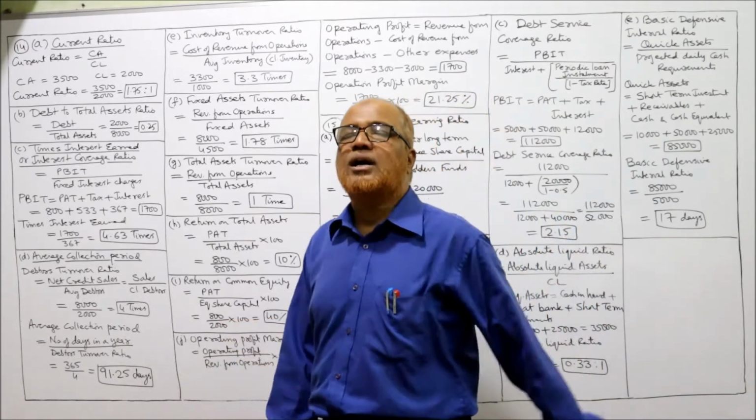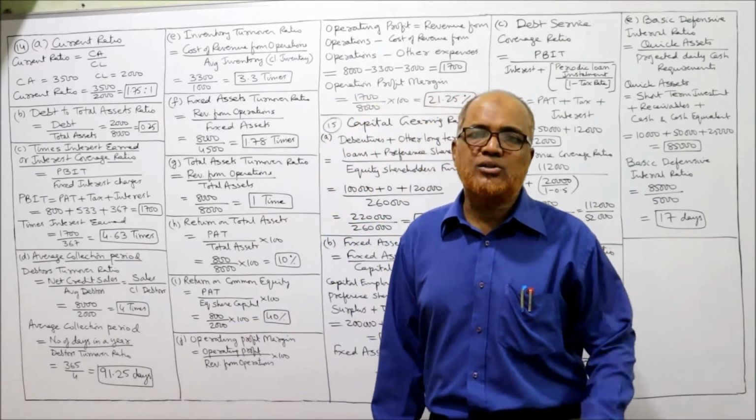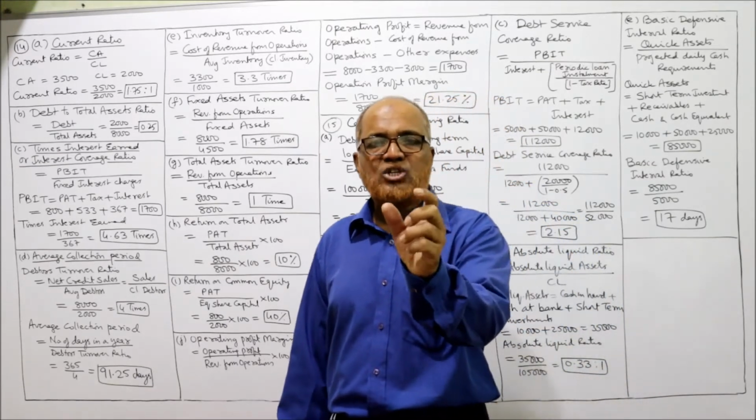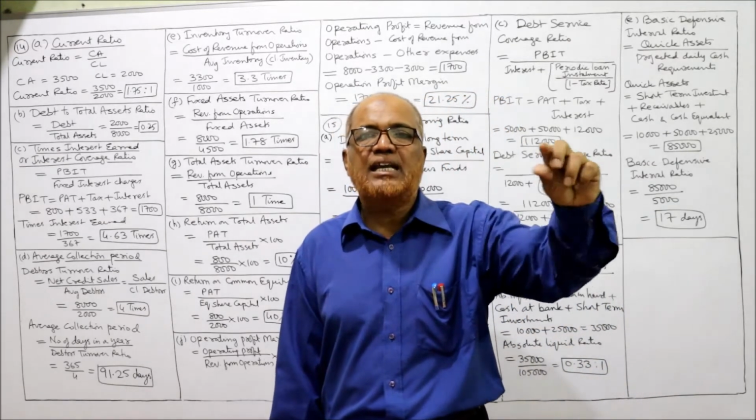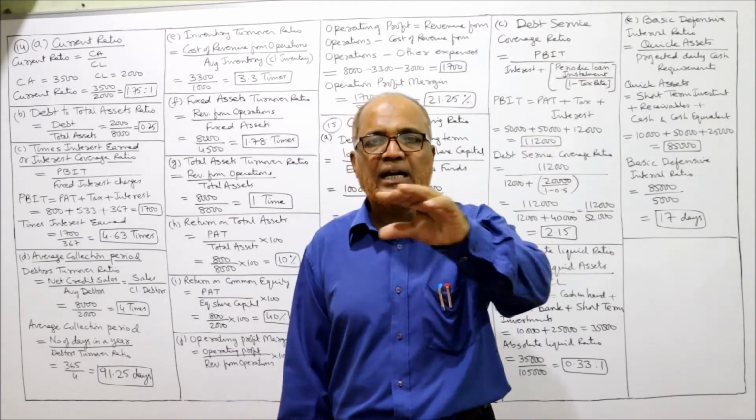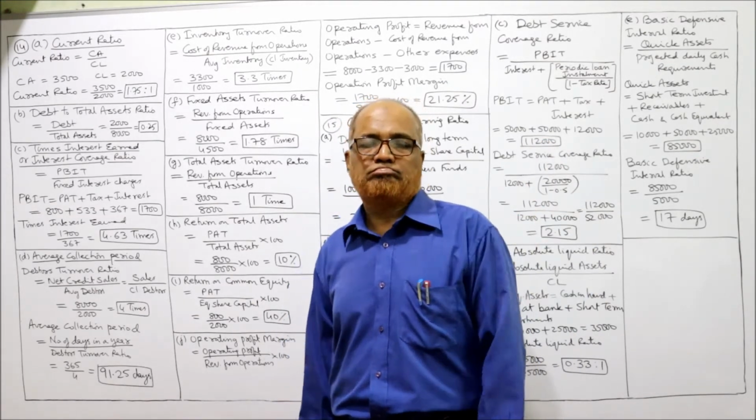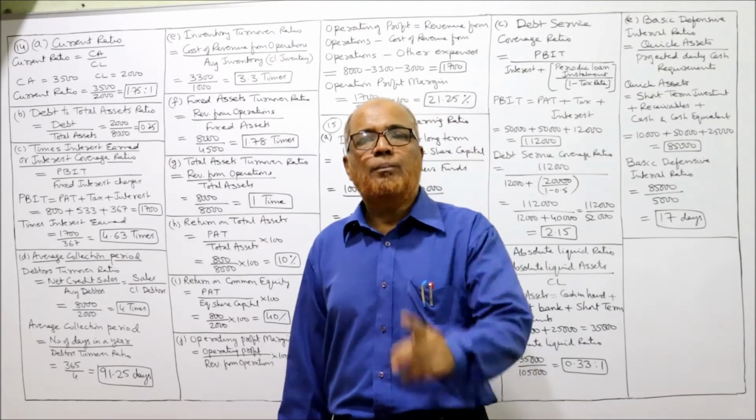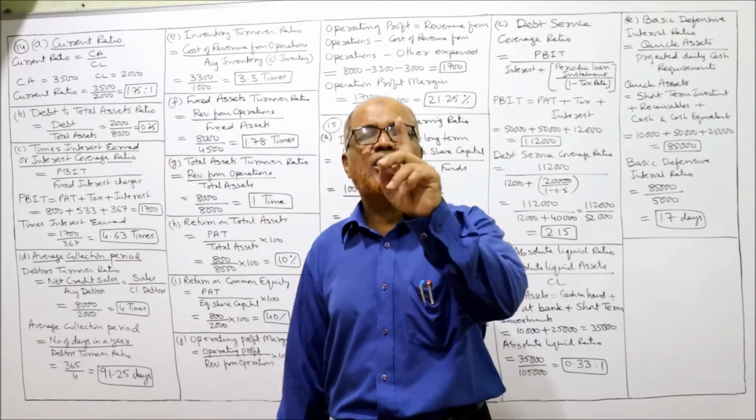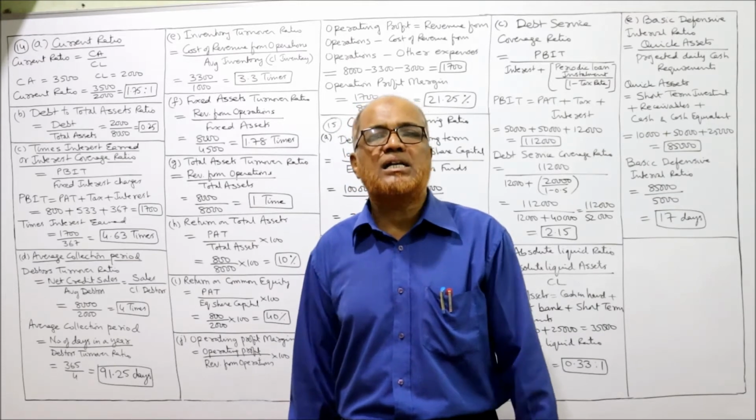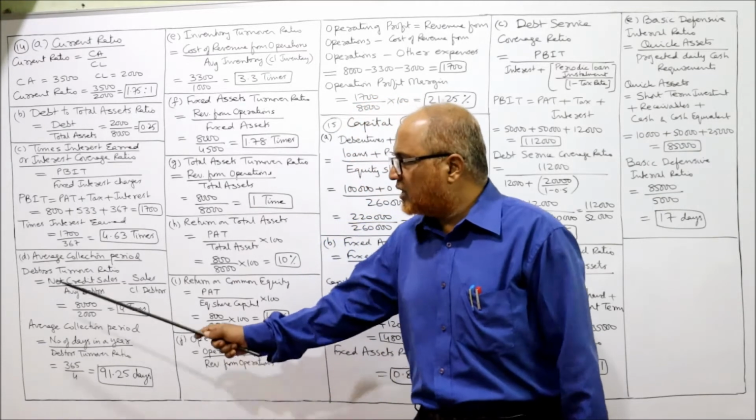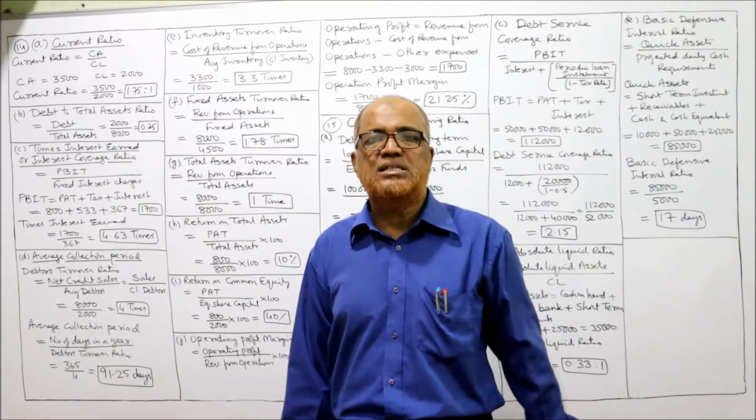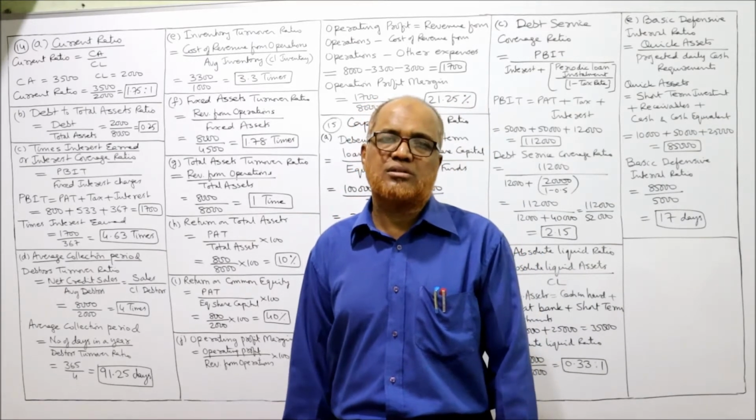Next one, average collection period. It is also known as debt collection period. So the formula for average collection period is number of days in a year divided by debtors turnover ratio. So before calculating average collection period, you must calculate debtors turnover ratio. So what is the formula for debtors turnover ratio? Net credit sales divided by average debtors.